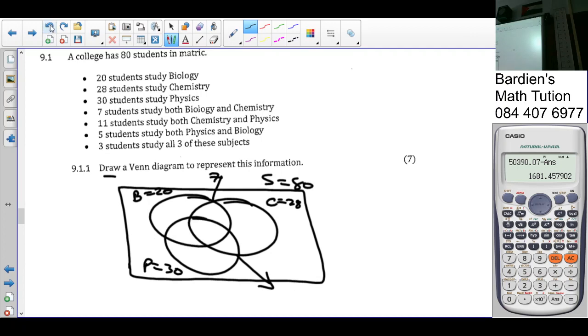Not so. Just take this out here. So 3 would lie here. Not so. 7 does both of those, so it's going to be 4 there. Not so. 11 studies both chemistry and physics. No, I put that in the wrong place. Biology and chemistry, 7. Chemistry and physics, 11 minus 3? 8. 5 do physics and biology, so 2 there. 2 does bio and physics only. Draw a Venn diagram, we just did.